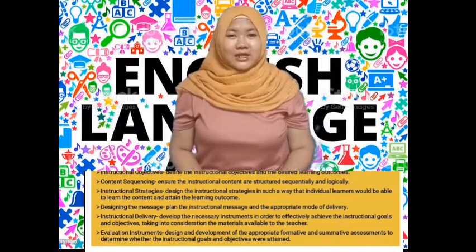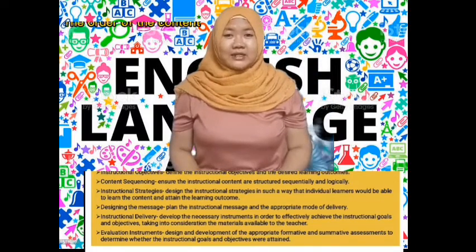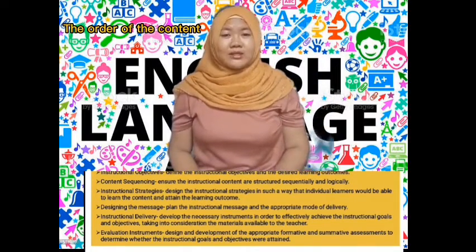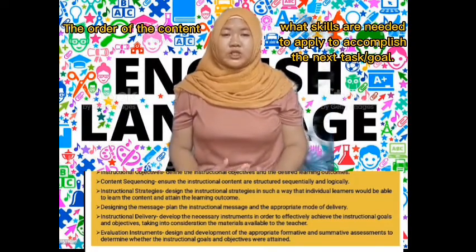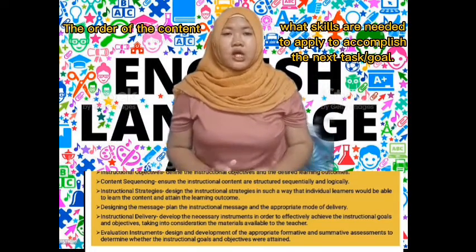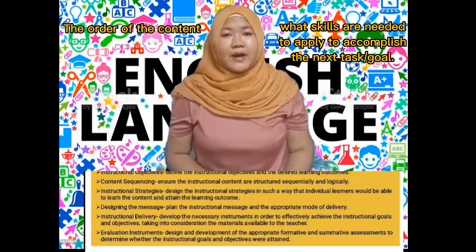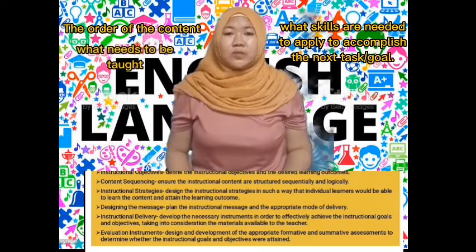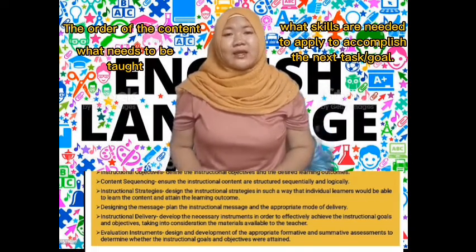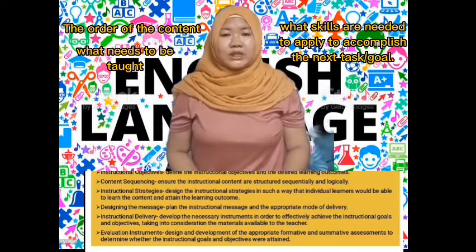Content sequencing. Basically, this is the order of the content, and what that means is what skills are needed to accomplish the next task or goal. Many of our skills build upon each other. So this is where we decide what needs to be taught first, and second and third to overall accomplish our goals.